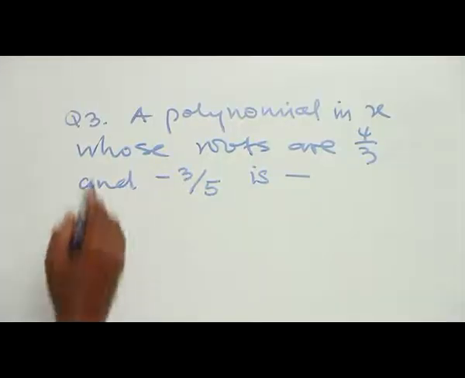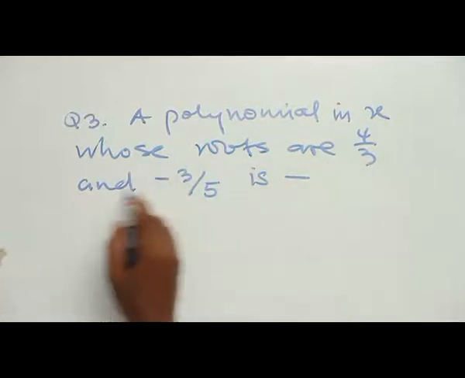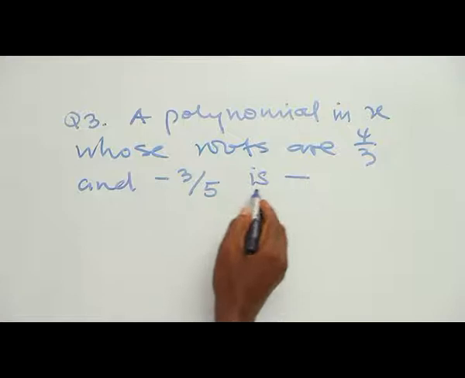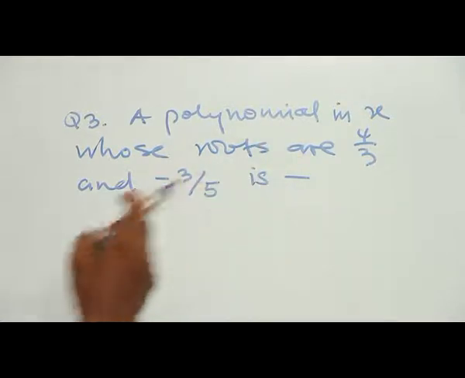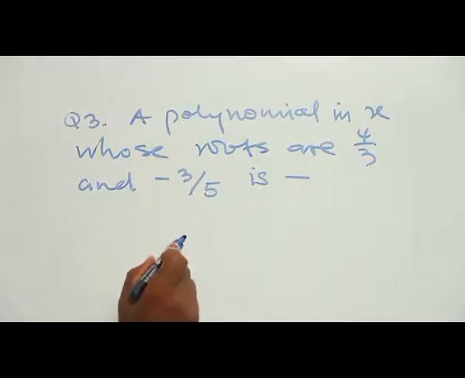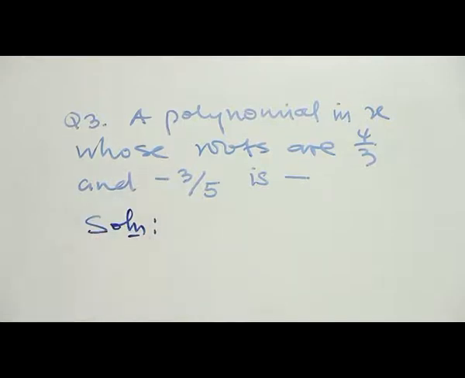Example number 3. A polynomial in s whose roots are 4 over 3 and minus 3 over 5 is dash. Now here is a situation where you are given the roots of a polynomial, and you have to derive the equation of the polynomial or the polynomial itself. Now our solution, please pay attention to this, is quite simple, because when you normally find the roots, you will say s is equal to this or s is equal to that.